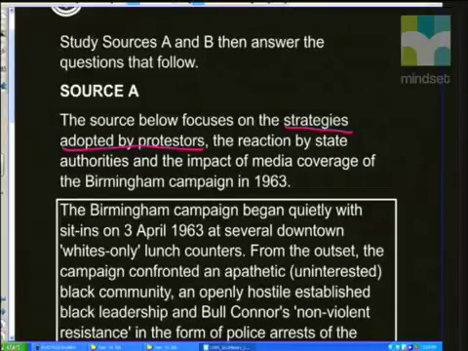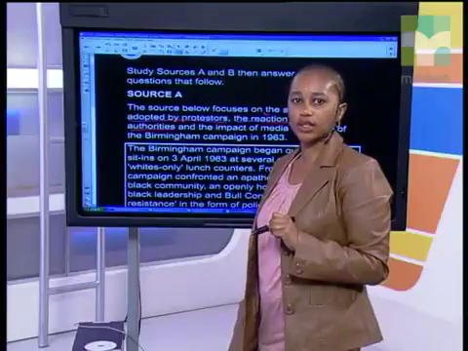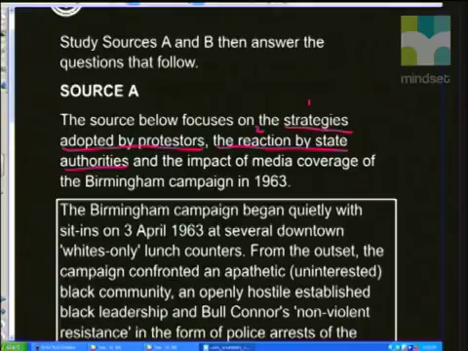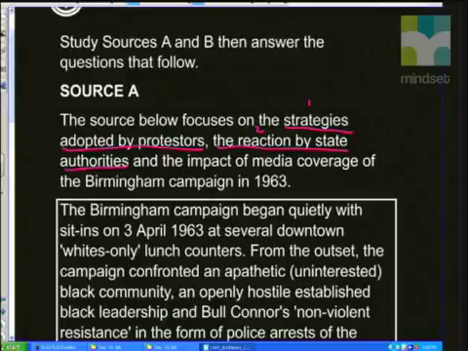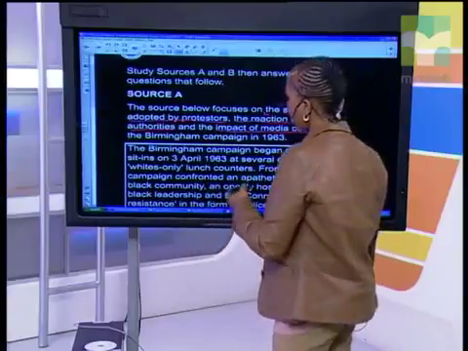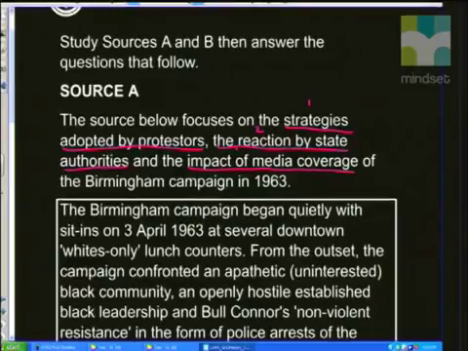And it also focuses on the reaction by the state authorities. Okay, so those are the two things. The first one is the strategies. I'll write number 1 there. And then the second thing is the reaction by state authorities. And then there is a third thing that this source focuses on, and that is the impact of media coverage on the Birmingham campaign. So we're looking at what happened as a result of the media reporting on the Birmingham campaign. Okay, so I'm going to write number 3 there.